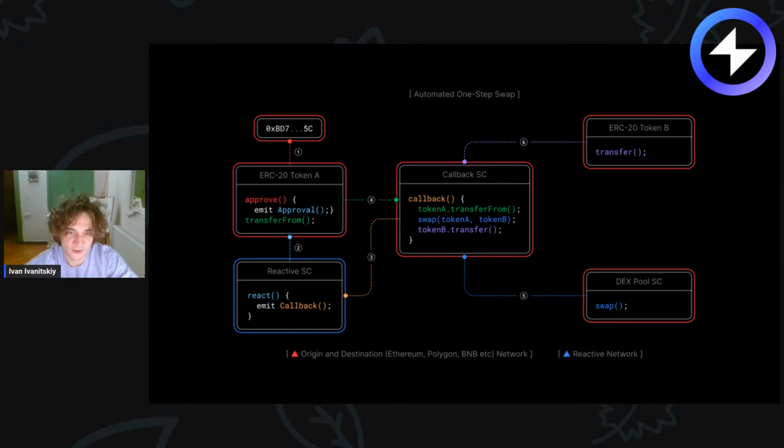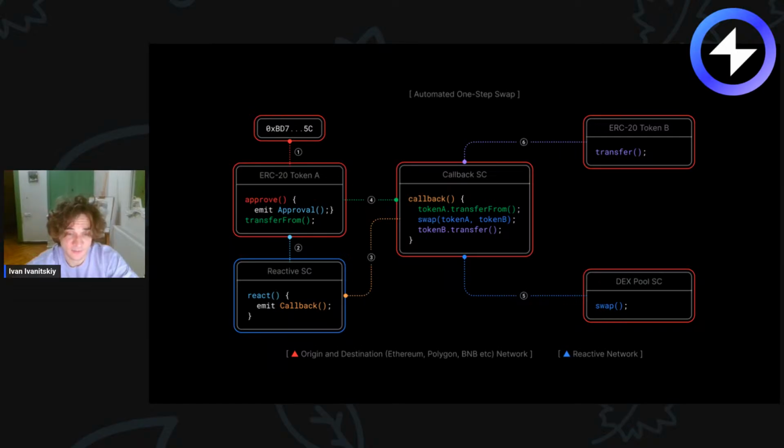So a callback function in a callback smart contract in that particular case consists of 3 main actions: a transfer of token A, a swap, and transfer of token B. So token A is transferred from your address to a DEX pool, right?